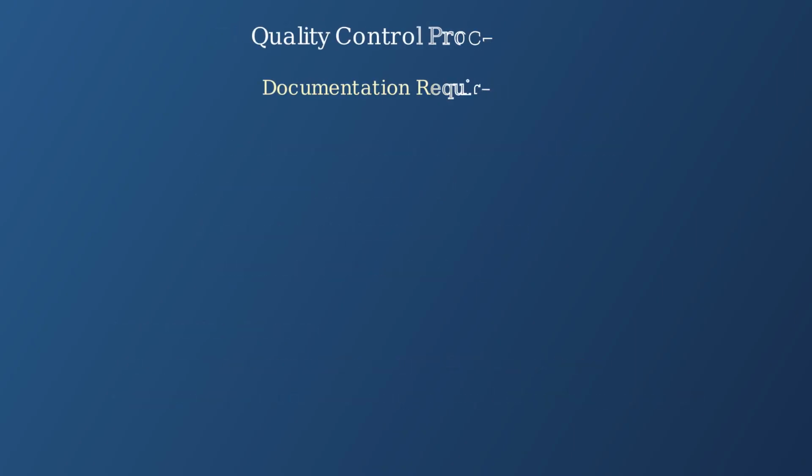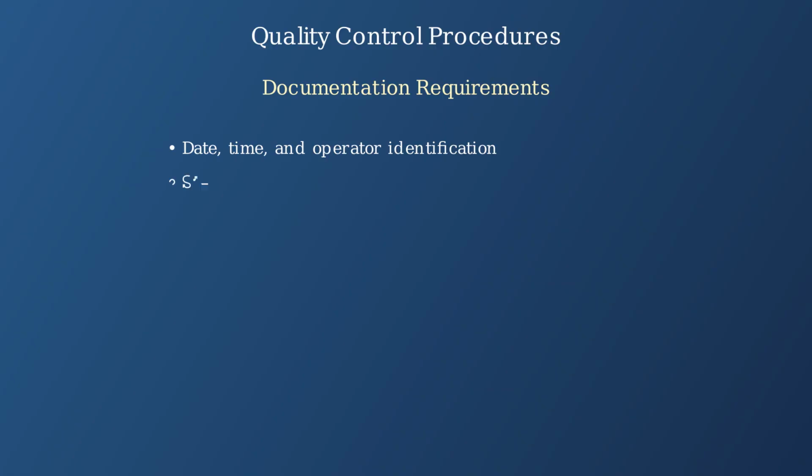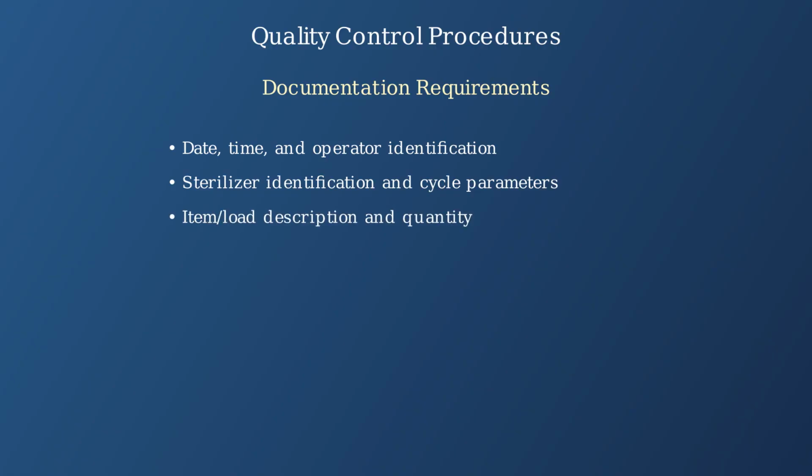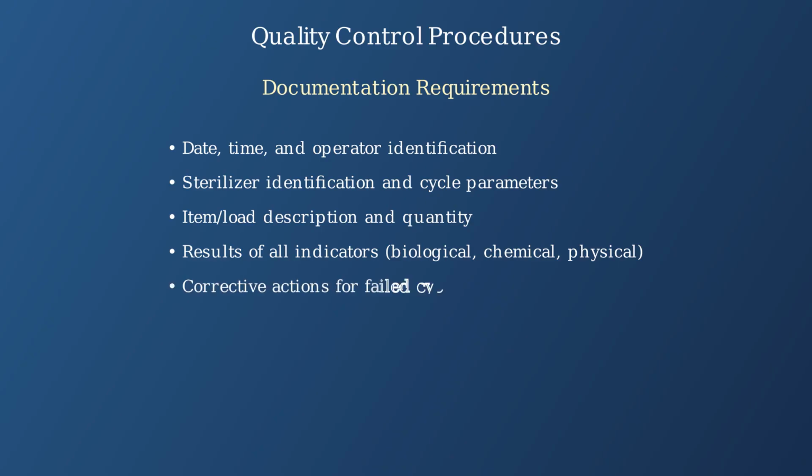Quality control procedures ensure consistent and reliable sterilization results. Proper documentation is essential for regulatory compliance and traceability. Documentation should include date, time, and operator identification. You must record the sterilizer identification and all cycle parameters. A description of the items or load being sterilized must be documented. Results from all indicators, biological, chemical, and physical, must be recorded, and any corrective actions taken for failed cycles should be thoroughly documented.